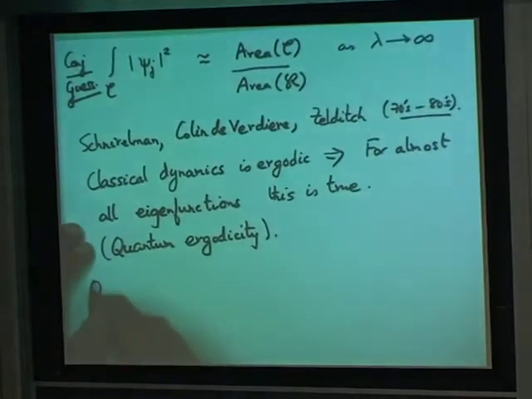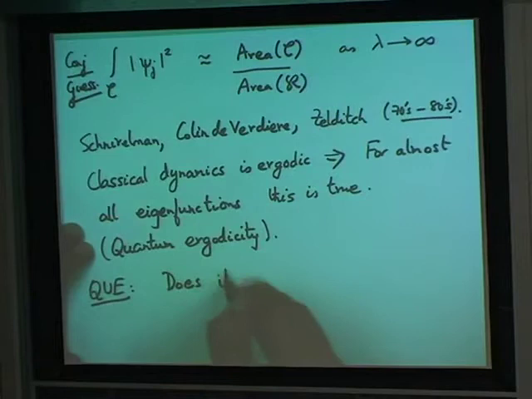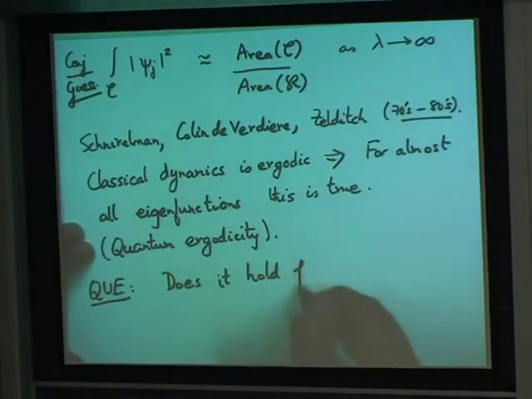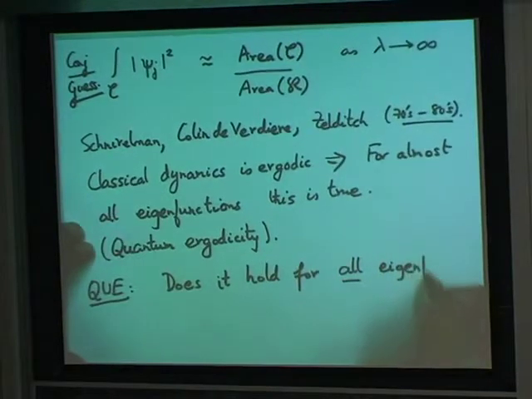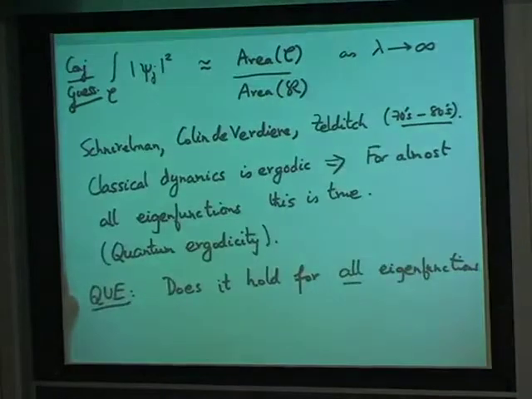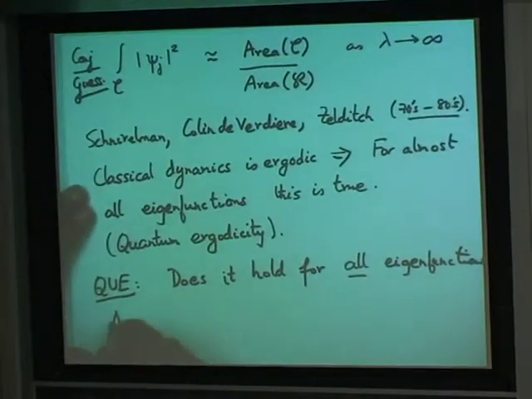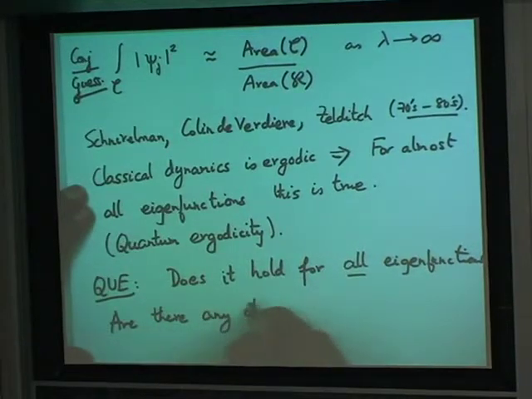And the quantum unique ergodicity problem is: does it hold for all eigenfunctions? What does all mean? It means: can you find an infinite sequence of eigenfunctions where the limiting distribution is something other than this uniform distribution? So are there any other limiting distributions?